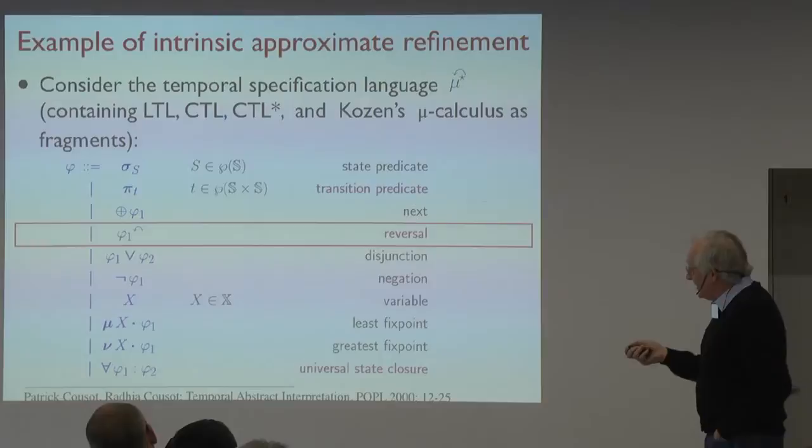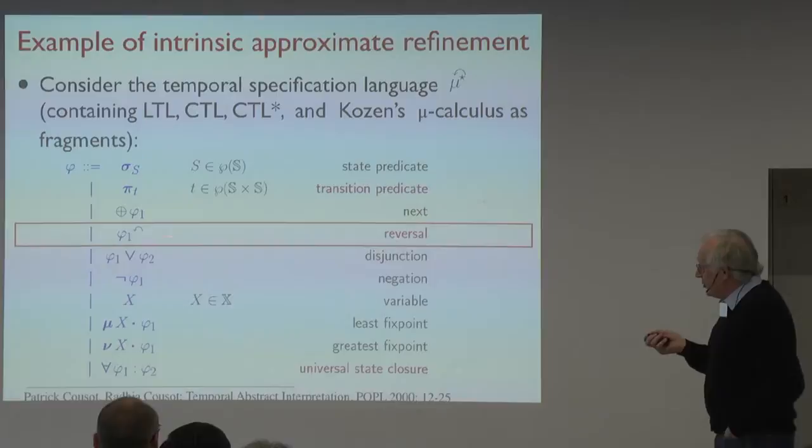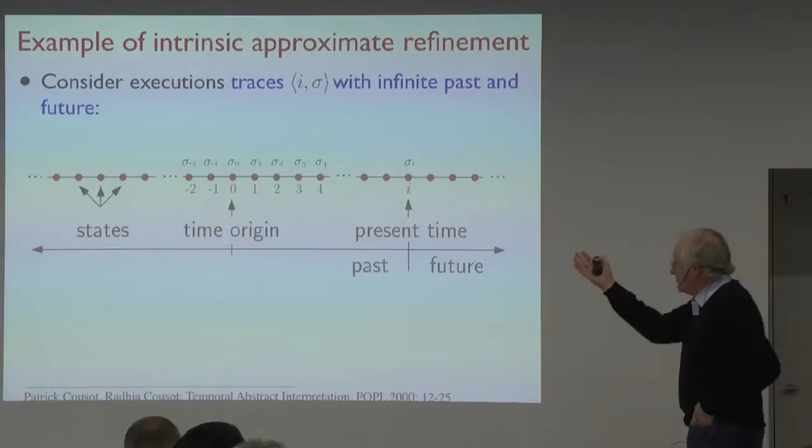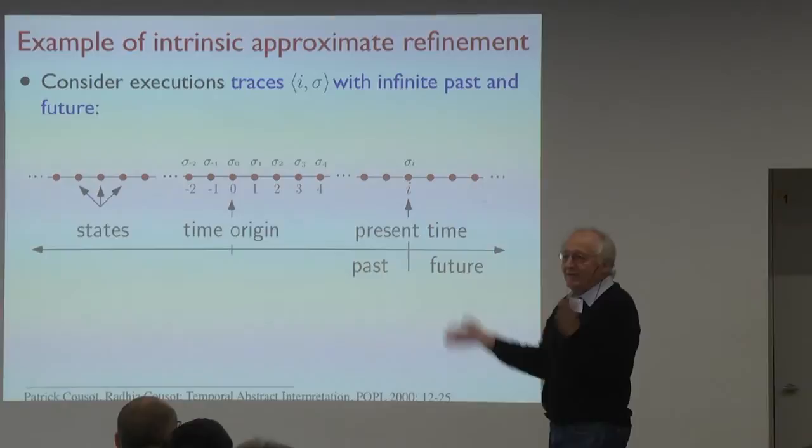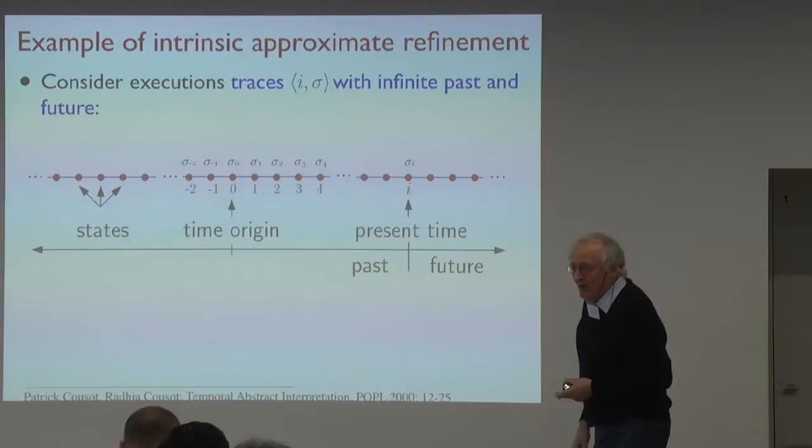And you have this operation, which is reversal, which exchanges the past and your future. So you take the previous picture, you turn it around here, around I. So you exchange past and future, so your logic can speak on the future. So now you have extended it, so it can also speak on the past. This operator allows you to speak both on past and future.